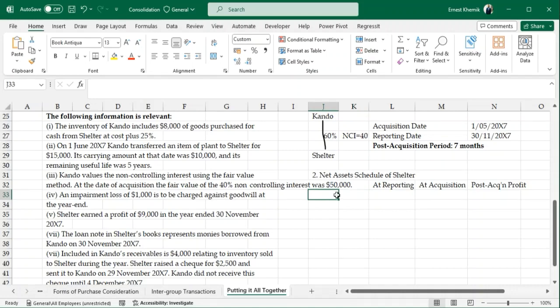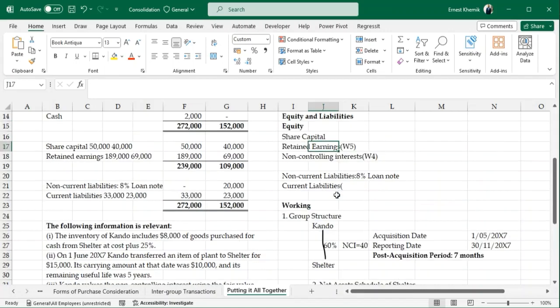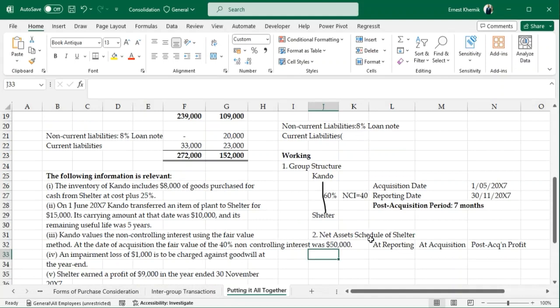All right, now the first item from our net assets is share capital, and then the second one is retained earnings. So we are going to put our items here. So I'll have my share capital, and then I'll also have my retained earnings.